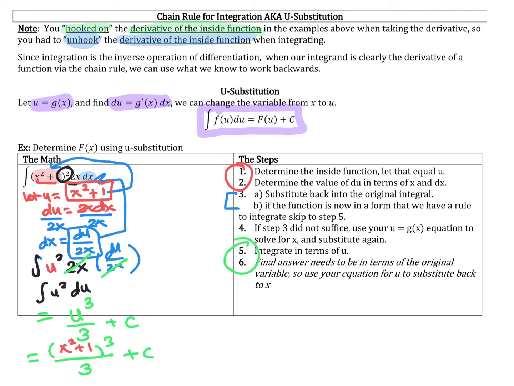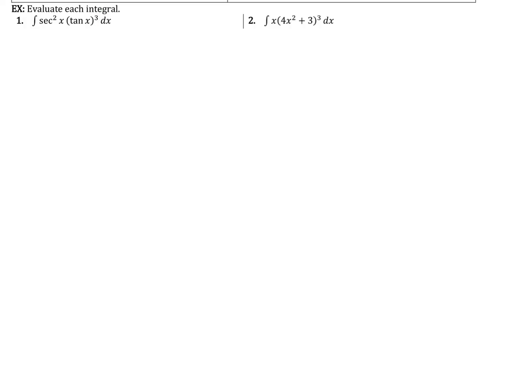So you're going to start by defining your inside function to be u, taking the derivative of that, and solving for dx. Then you're going to rewrite your whole integral with u and du. Then, hopefully, at that point, you're going to be able to evaluate what's there, and then you're going to substitute x back into your original equation. So let's look through some examples that are really similar to the one that we just did.